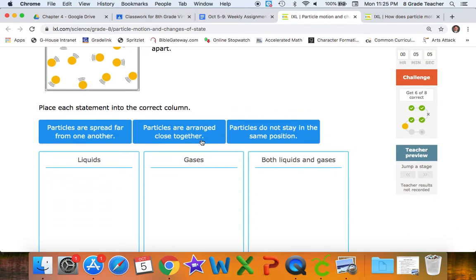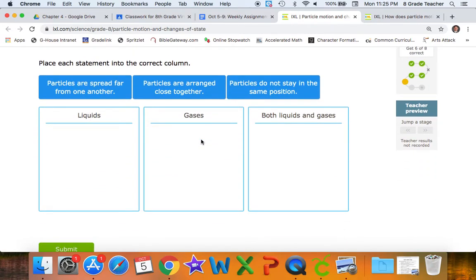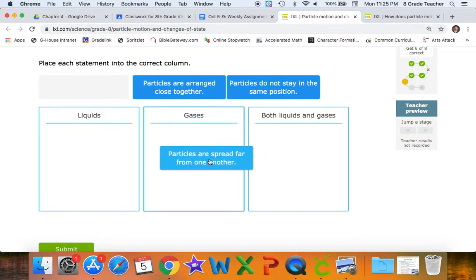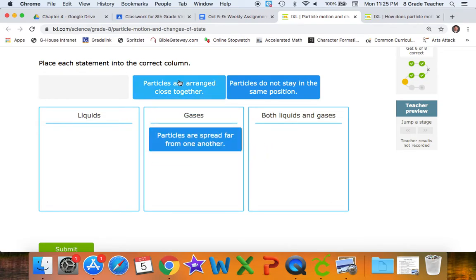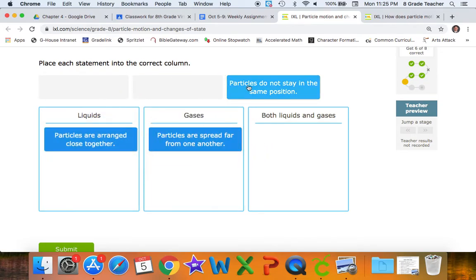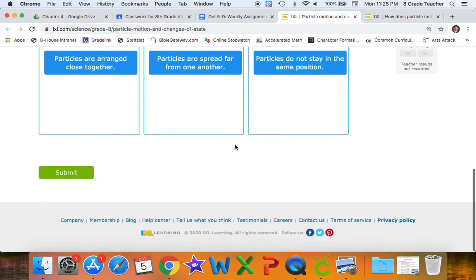Place each statement into the correct column. Particles are spread far from one another. That's a gas. Particles are arranged close together. That's a liquid. Particles do not stay in the same position. Liquids and gases.